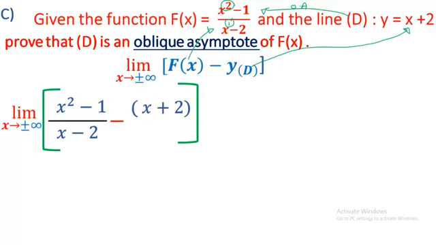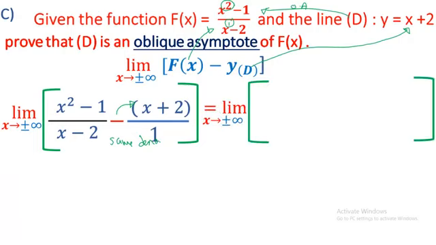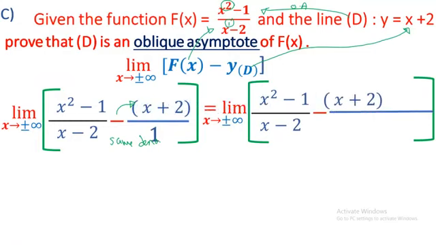And as I have said, after minus you must open a bracket, and we must here have same denominators, or like denominators. So we will put x plus 2 over 1, and we will have limit as x tends to plus or minus infinity of x squared minus 1 over x minus 2 minus x plus 2 in the numerator, and we will have like denominators, so we will multiply the denominator here by x minus 2 and here by x minus 2. Let's simplify.